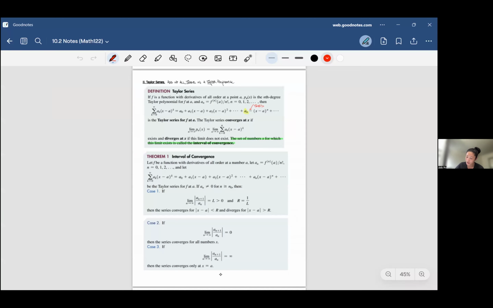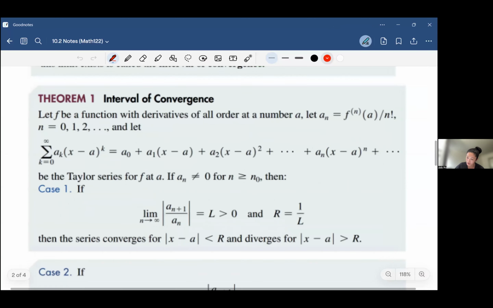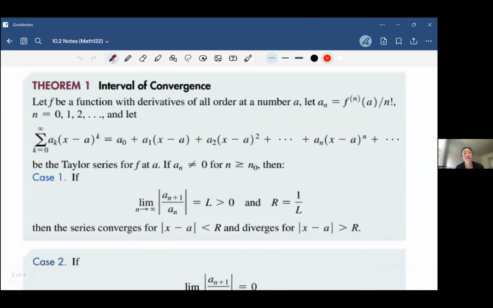Okay, sorry about that. All right, so theorem number one in our book says the interval of convergence, okay? In order to find the interval of convergence, we have to determine whether, when we compare the coefficients, we end up with a number or not. That's really the gist of it. When we compare coefficients, are we ending up with a number? And if so, is that number like a regular number? Is it zero or is it infinity? Okay. So here's what we're going to be looking at.